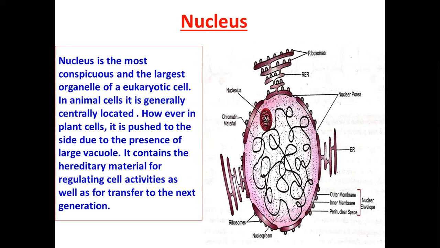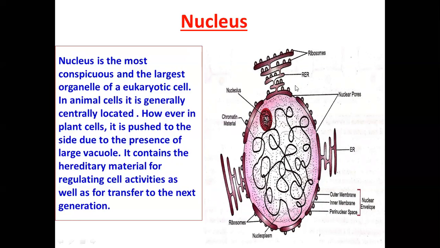Now what is this nucleus? As you have already studied in previous classes too, nucleus is the most conspicuous and the largest organelle of the eukaryotic cell. In animal cell, it is generally centrally located. However, in plant cell, it is pushed to the side due to the presence of large vacuole. It contains the hereditary material for regulating cell activities as well as for transfer to the next generations. Clear? Here the diagram of nucleus is represented.